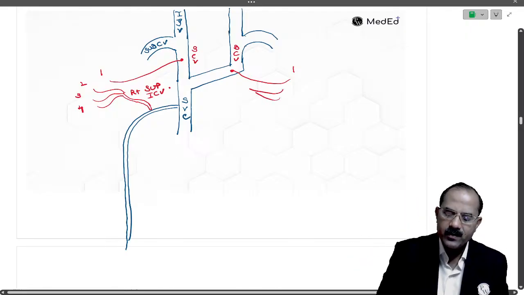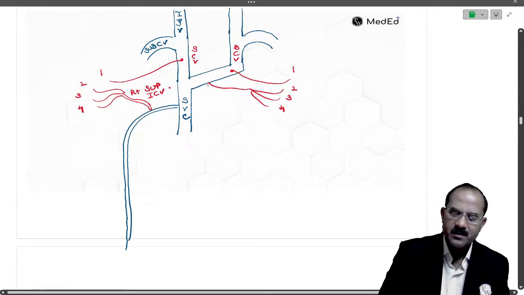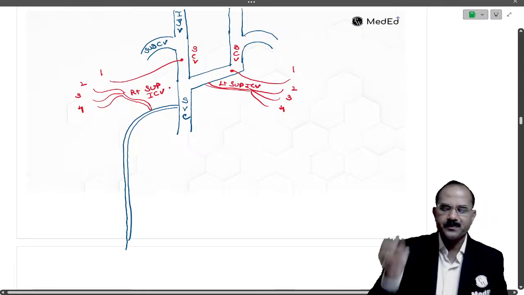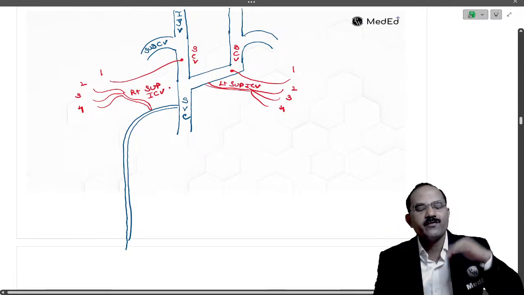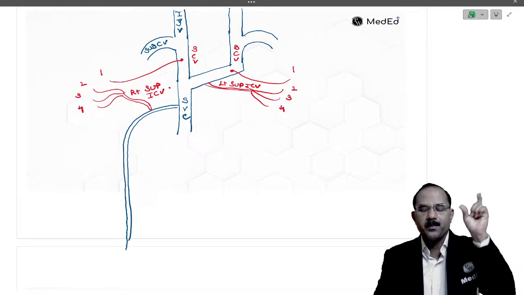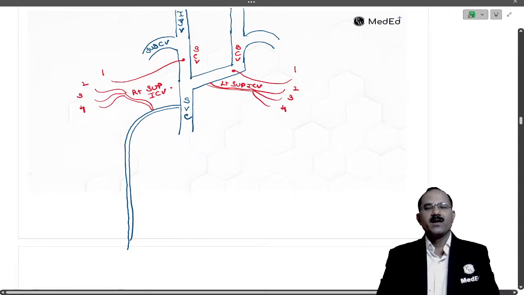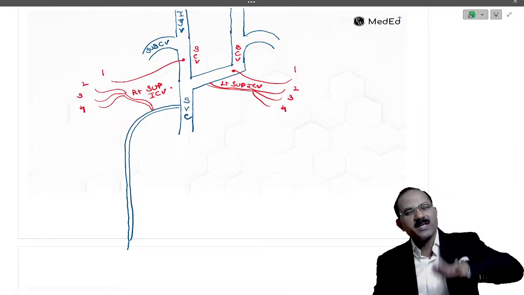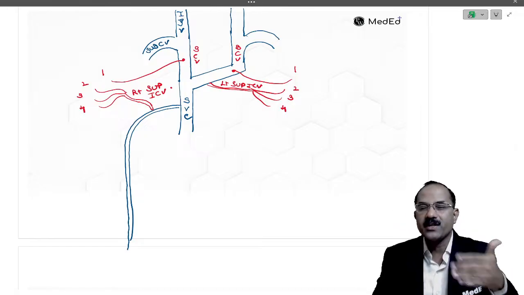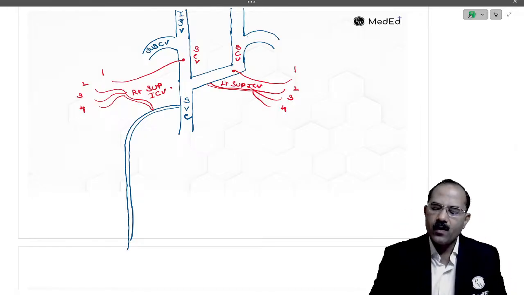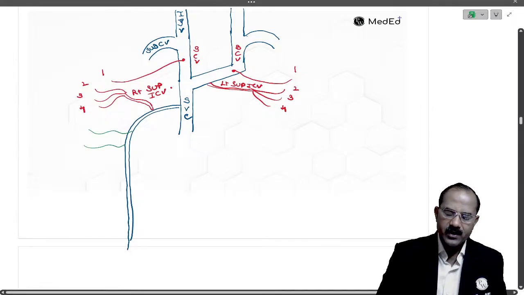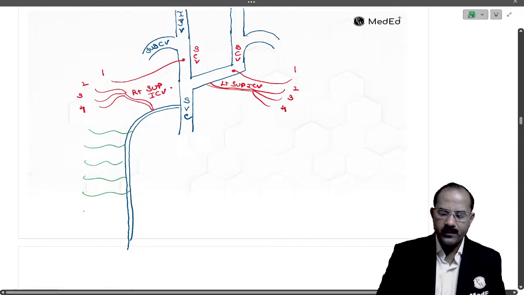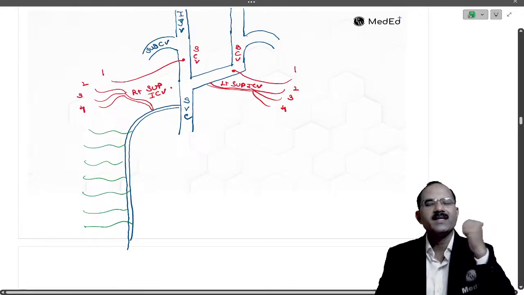The second, third, and fourth on the left side join to form a vein. Same, that's the left superior intercostal vein, and it drains into the left brachiocephalic. The right superior intercostal vein drains into azygos, remember, bacho, and the left superior intercostal vein drains into the left brachiocephalic vein. Now, all the veins on the right side, they drain into what? Azygos vein. On the right side, all the veins would drain into azygos vein.